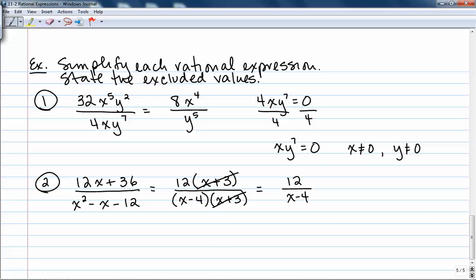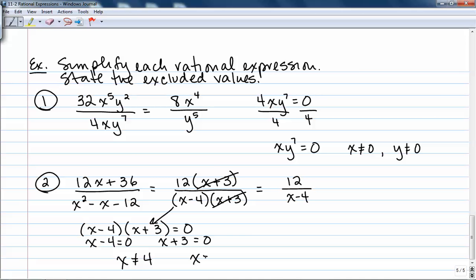Now, to find my excluded values, I'm going to take my original denominator, but actually I'm going to use it in factored form. x minus 4, x plus 3. Set it equal to 0. So my two excluded values are x is 4 and negative 3. So x cannot be equal to 4, x cannot be equal to negative 3, because both of those values will make your denominator 0.